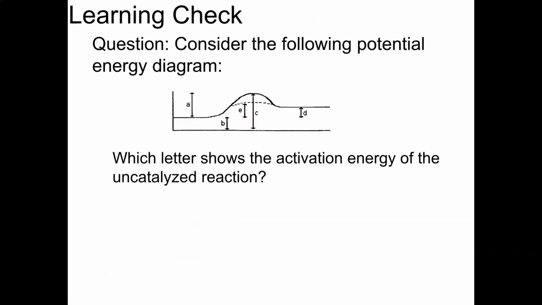All right, question: consider the following potential energy diagram. Which letter shows the activation energy of the uncatalyzed reaction? Well, remember, uncatalyzed is going to be from reactants to the top of the hill. Now, if you pick C, that's not the activation energy. That's there to mess with you. That's nothing useful right there. So the correct answer is A. Now let's do the other ones for the sake of fun.